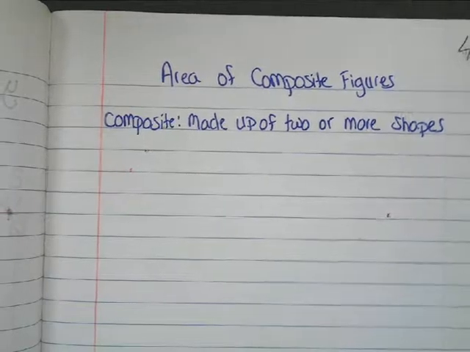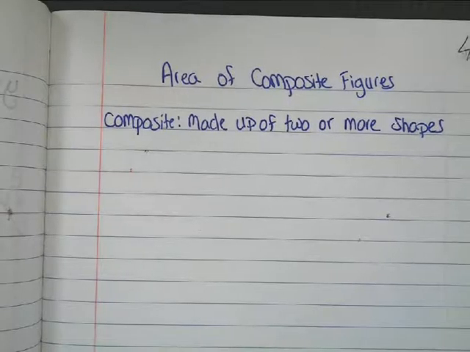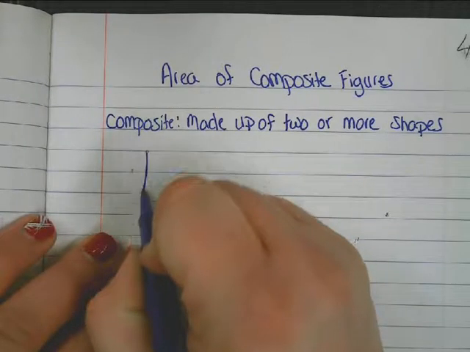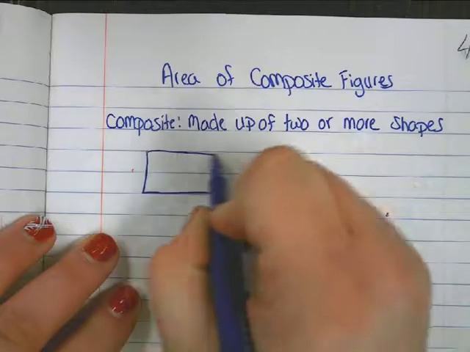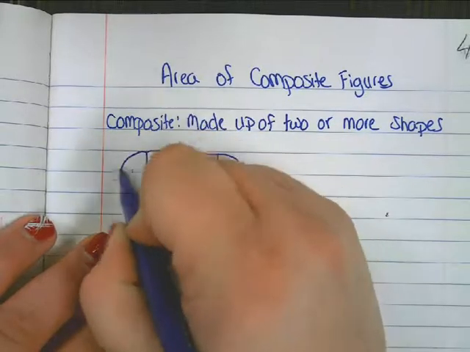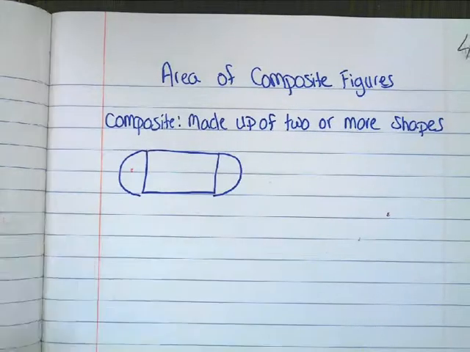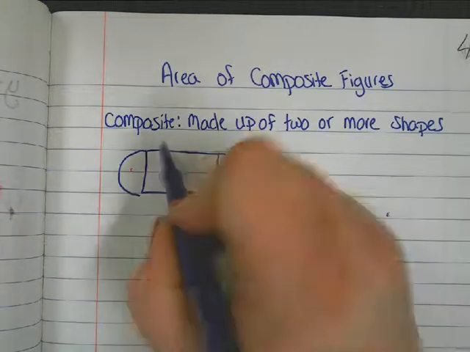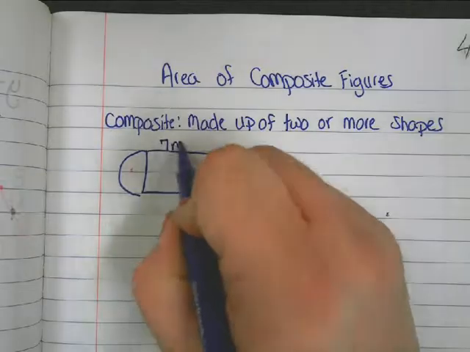So what you'll do is you'll break it down and you'll find the area of each shape individually and then add it together. Alright, so let's start with a shape that looks like this. And they tell me this measurement here is 7 meters, and this one is also 7 meters.